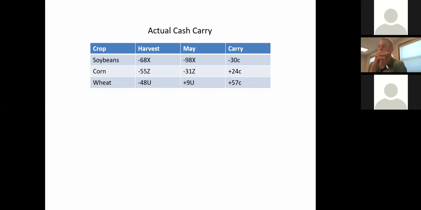Did the same thing for corn. 55 to Z is 55 December futures. When you work that price into May under the December, you can see the carry there, and wheat is under September. So let's go back to beans. You can sell beans today at 68 under the November futures.